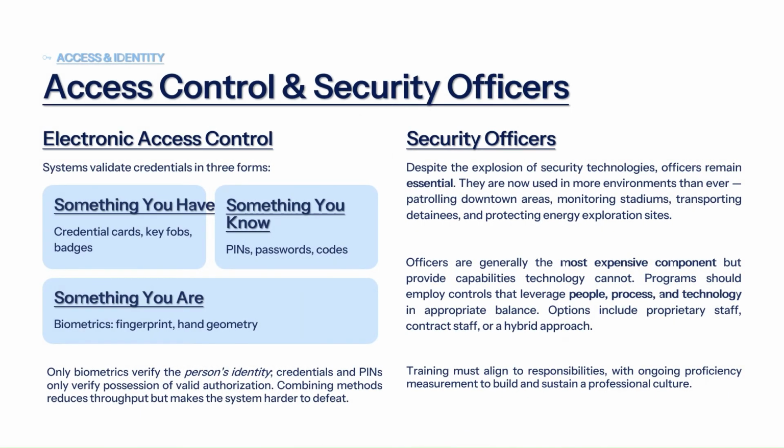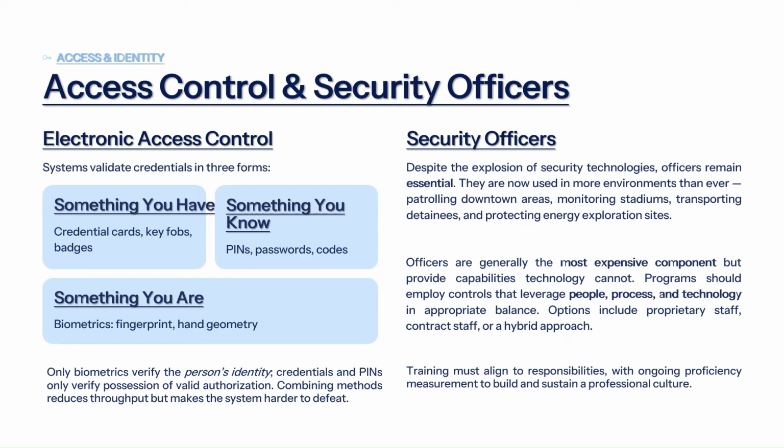Access control is a central component of physical security. It ensures that only authorized individuals gain entry to facilities, systems, or restricted areas. Electronic access control systems may include keycards, PIN codes, biometric identifiers, and integrated credential management systems. Access control methods typically fall into three categories: something you have, such as a badge or card; something you know, such as a password or PIN; and something you are, such as biometric identification.